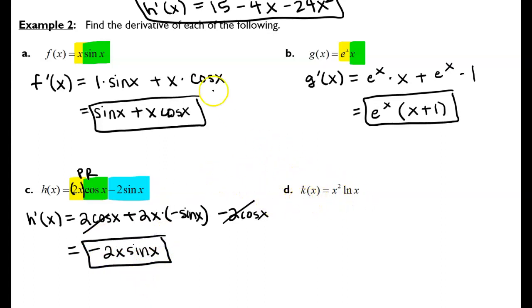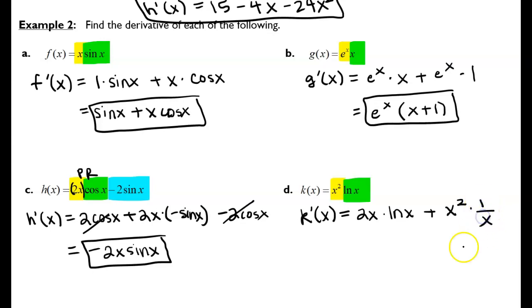Last one, part D. I have x squared times natural log of x. So my first part is x squared. My second part is natural log of x. So k prime of x is the derivative of x squared, 2x, times natural log of x, plus my first part, x squared, times the derivative of natural log of x, which hopefully you remember is 1 over x.